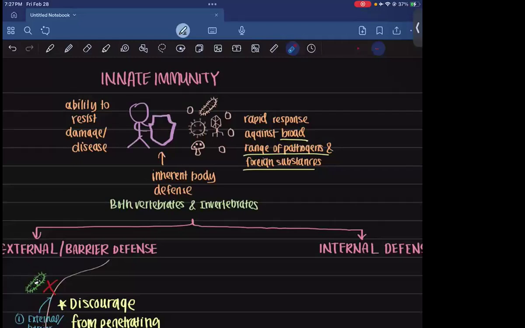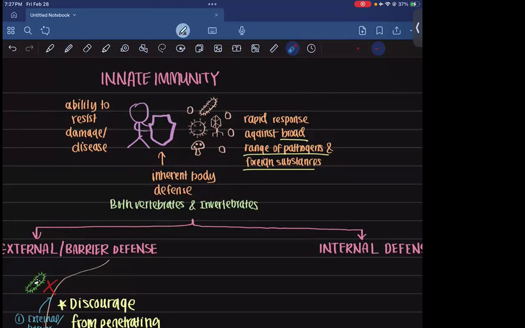And what are they going to do? These inherent body defenses are going to provide a rapid response. The reason they say rapid response and against a broad range of pathogens and foreign substances is because when you learn acquired or adaptive immunity, adaptive immunity is not really a very rapid response. It's going to be very specific.